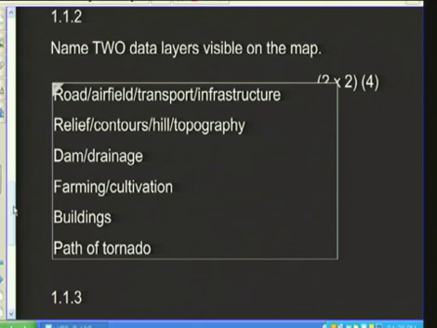Another word for all of that is topography. The aquatic features, the dam or the drainage of any rivers. Farming and cultivation or human activities, that would be another layer. Any buildings the humans have built in the area would be another layer. And finally, the path of the tornado.